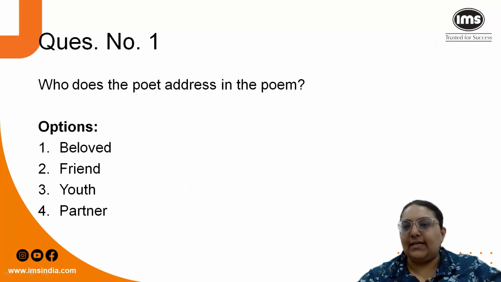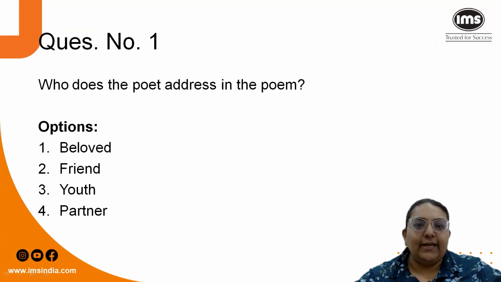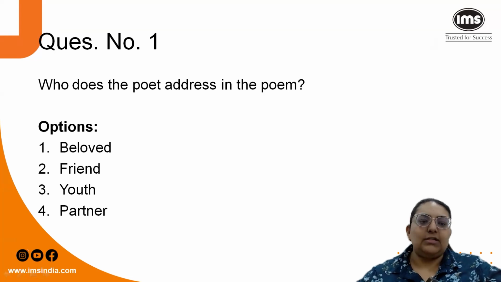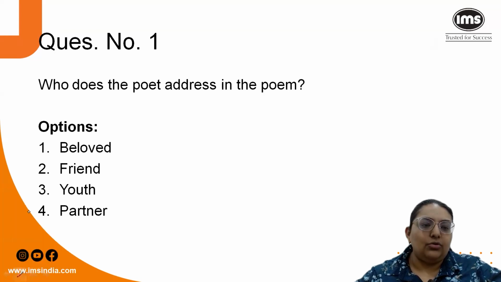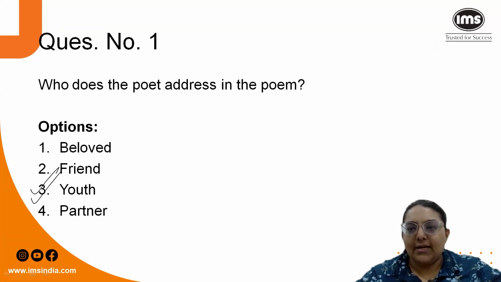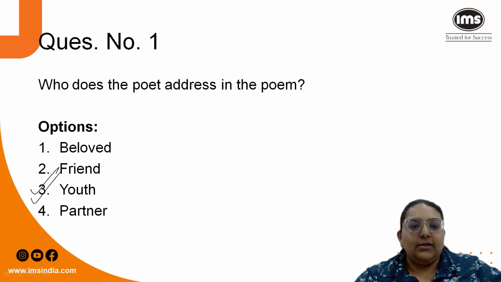So let's get to the questions. Who does the poet address in the poem? This we should be very clear about. The poet is talking to youth as his friend. A comrade is a friend, a partner. So the poet is talking to youth.